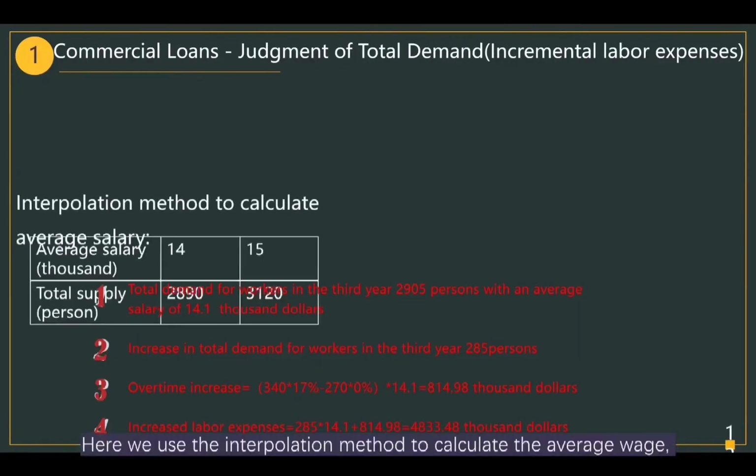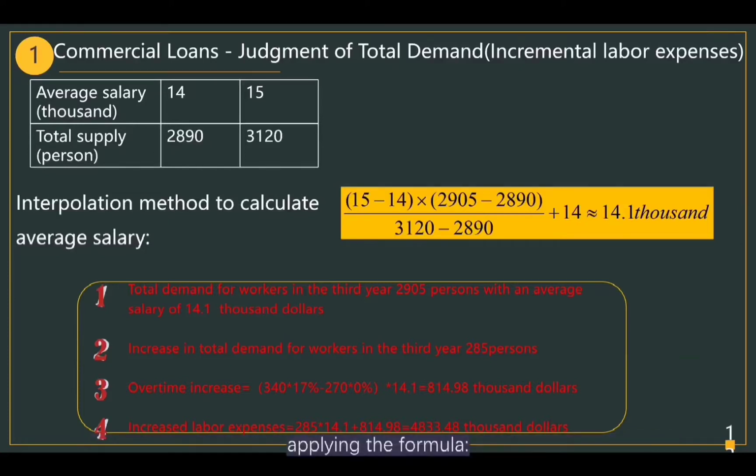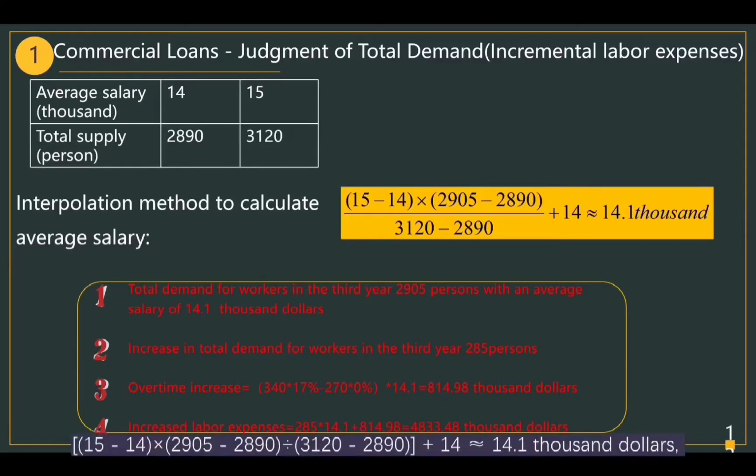Here we use the interpolation method to calculate the average wage. Applying the formula, 15 minus 14, multiplied by 2,905 minus 2,890, divided by 3,120 minus 2,890, plus 14, is approximately equal to $14.1 thousand.